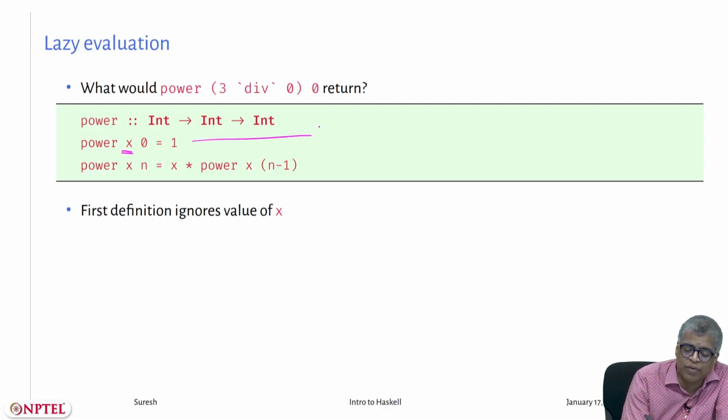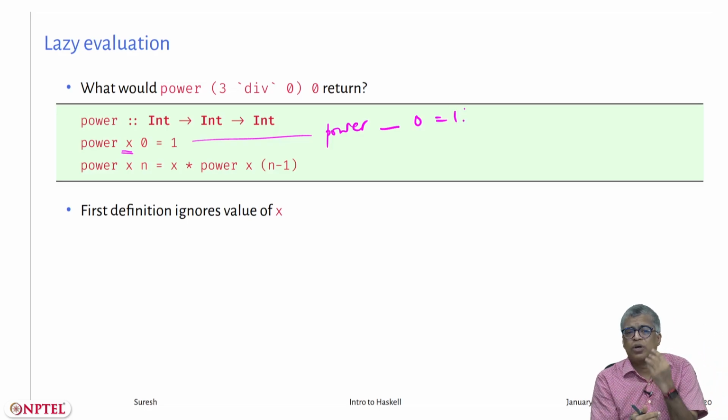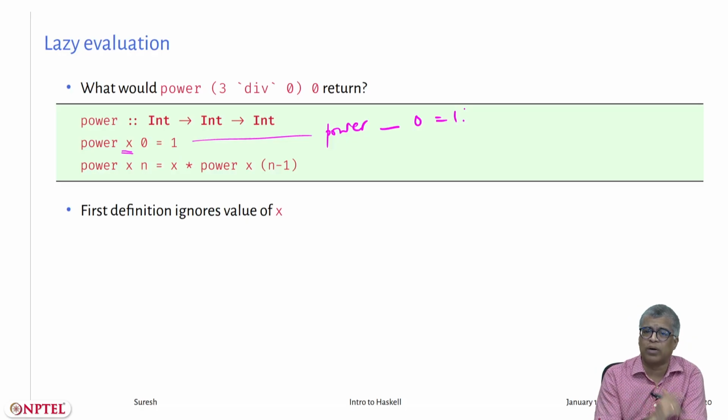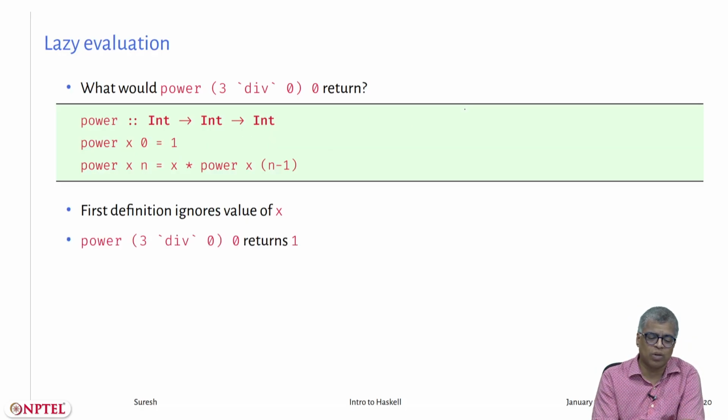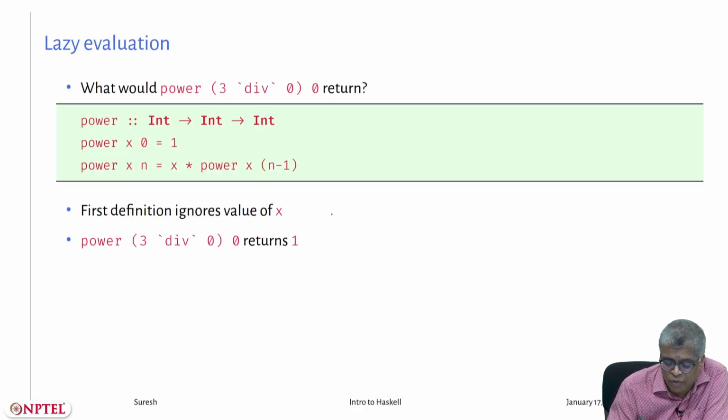So in fact, you could have even written it as power of anything 0 equals 1. So it ignores the value of x, so you can also ignore it. So in power 3 div 0, 3 div 0 is not at all evaluated. Only if you try to evaluate it will you get a division by 0 exception. Now you won't get anything. So you will actually get a value 1 in this case. Okay. So this is an example of what is called a non-strict function.